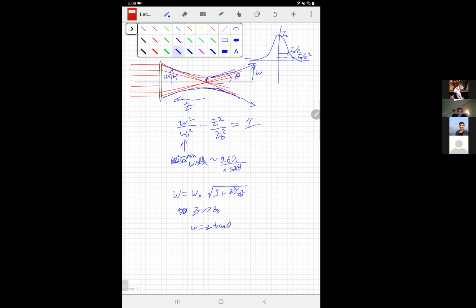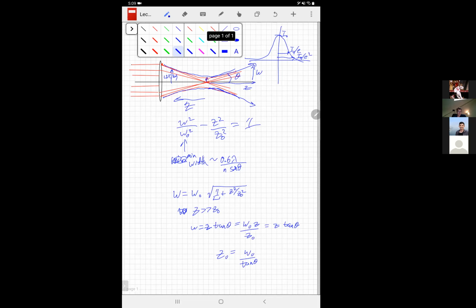So here's W, here's Z. W is Z tan theta. And of course, if Z squared over Z naught squared is huge, we can ignore this one. And so we're left with W naught Z over Z naught equals Z tan theta. And from that, we conclude that Z naught is equal to W naught over tan theta.